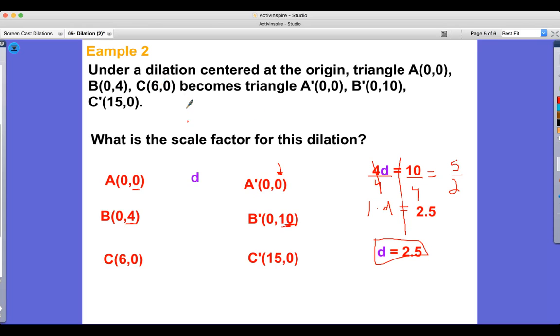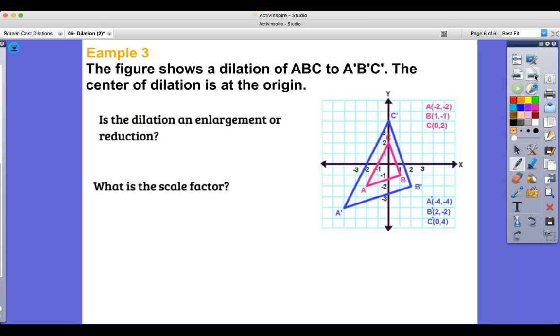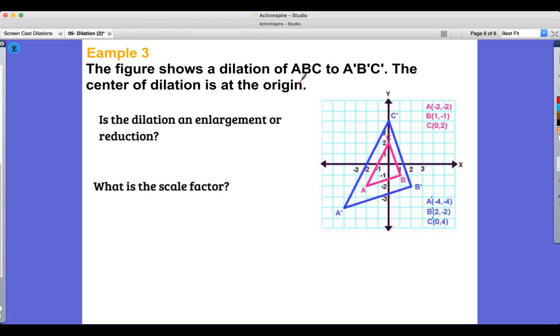Let's touch another variation of these examples. This time we're going to get a picture. So here, example 3. The figure shows a dilation of ABC to A prime, B prime, C prime. The center of dilation is at the origin. Is the dilation an enlargement or is it a reduction?